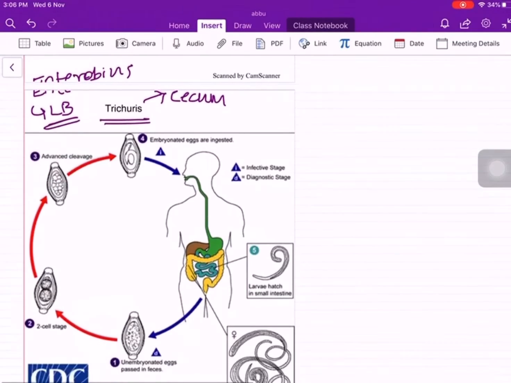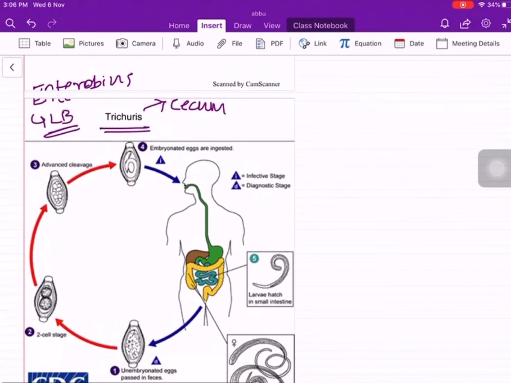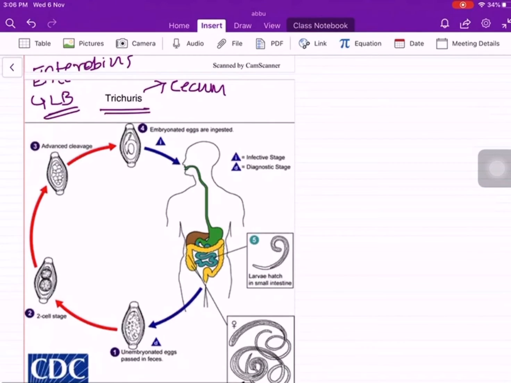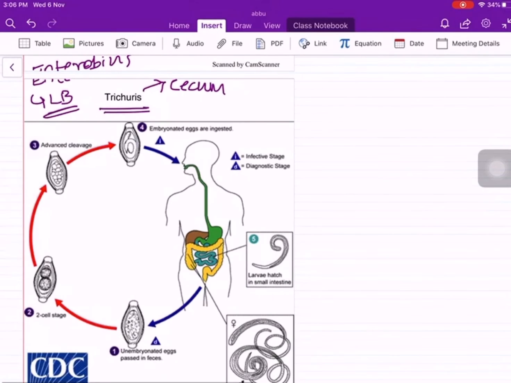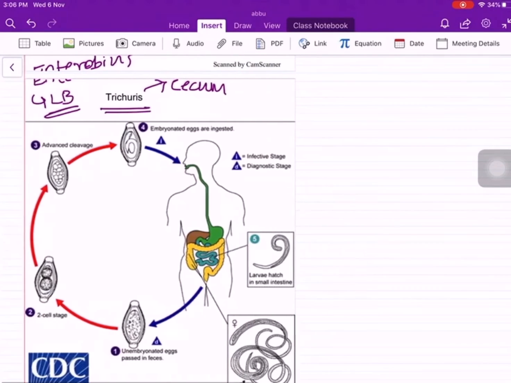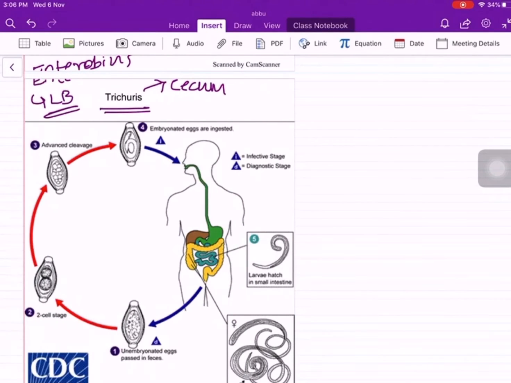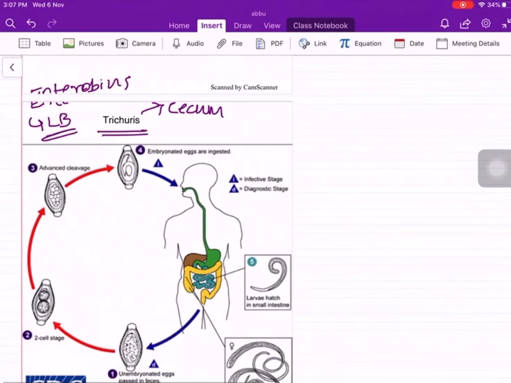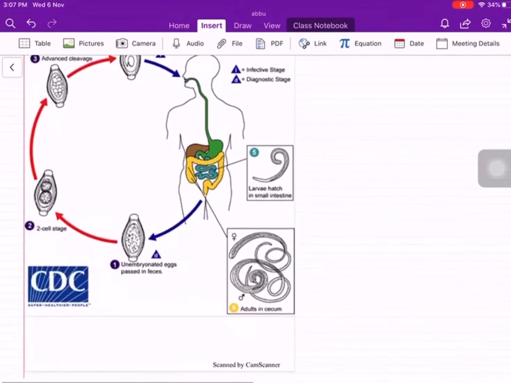So next, coming to Trichuris. Trichuris, the infective form is again embryonated eggs. They are barrel-shaped eggs, and these reside in the cecum. You have to remember that two of the main parasites that reside in the large bowel are Enterobius vermicularis and Trichuris.